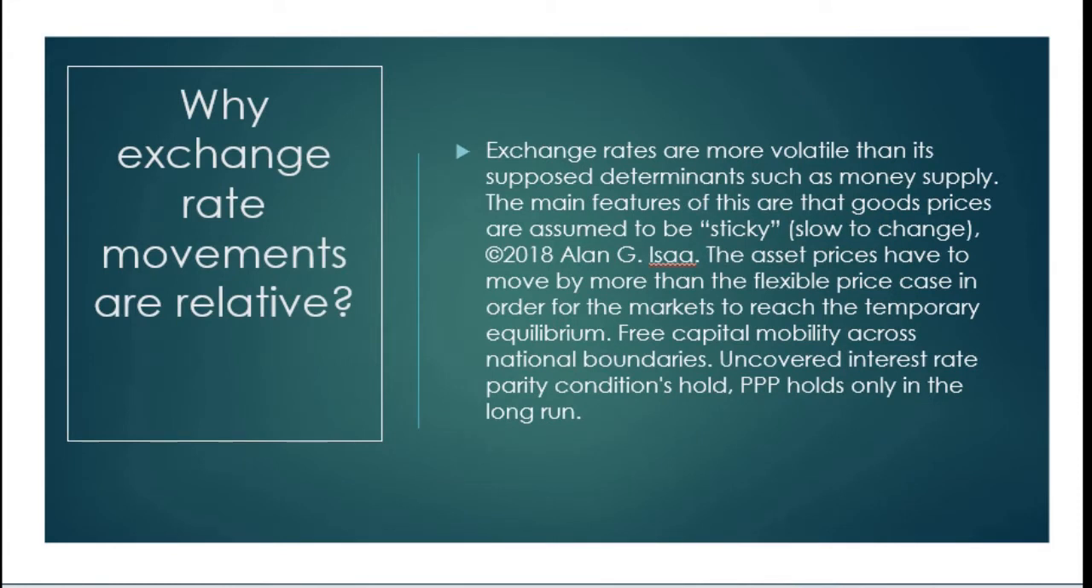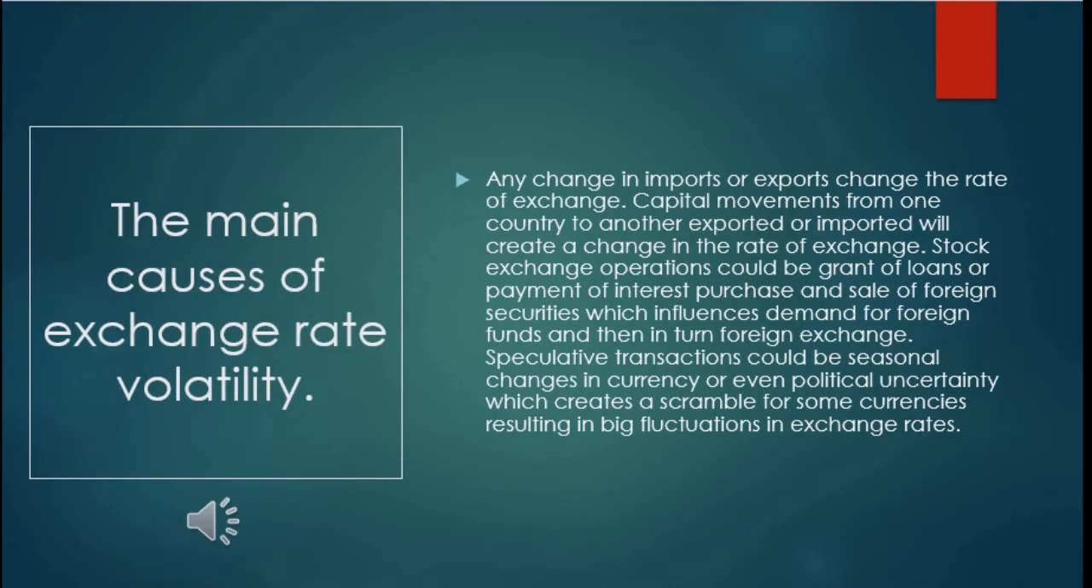The Dornbusch exchange rate overshooting model. Why exchange rate movements are relative. Exchange rates are more volatile than their supposed determinants, such as money supply. The main features of this are that goods prices are assumed to be sticky. The asset prices have to move by more than the flexible price case in order for the markets to reach a temporary equilibrium.